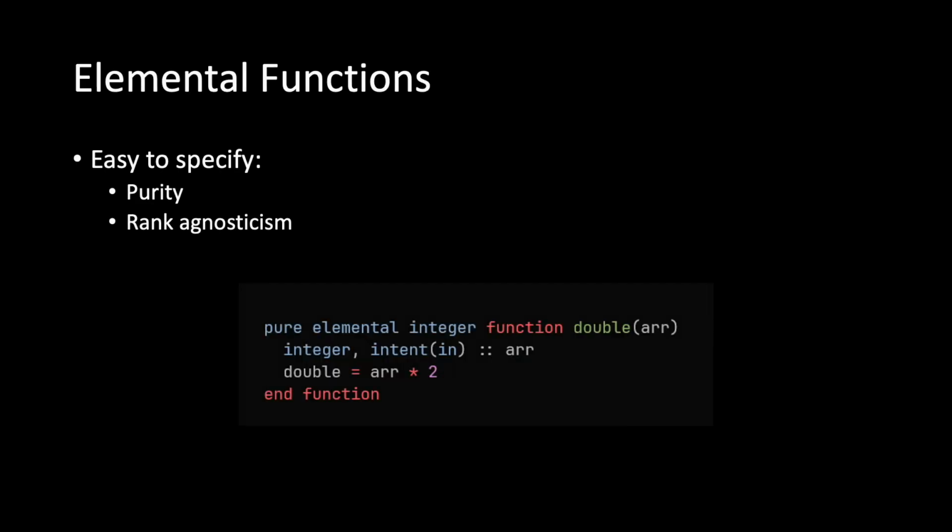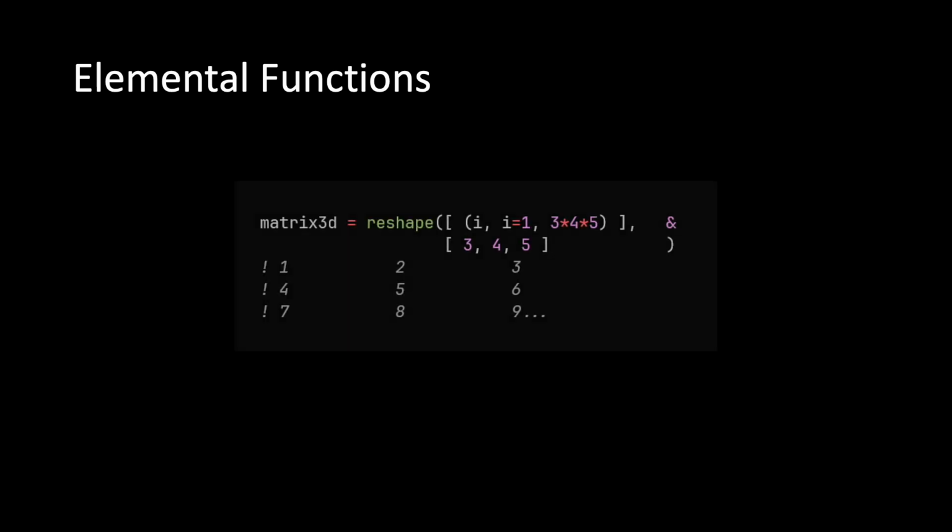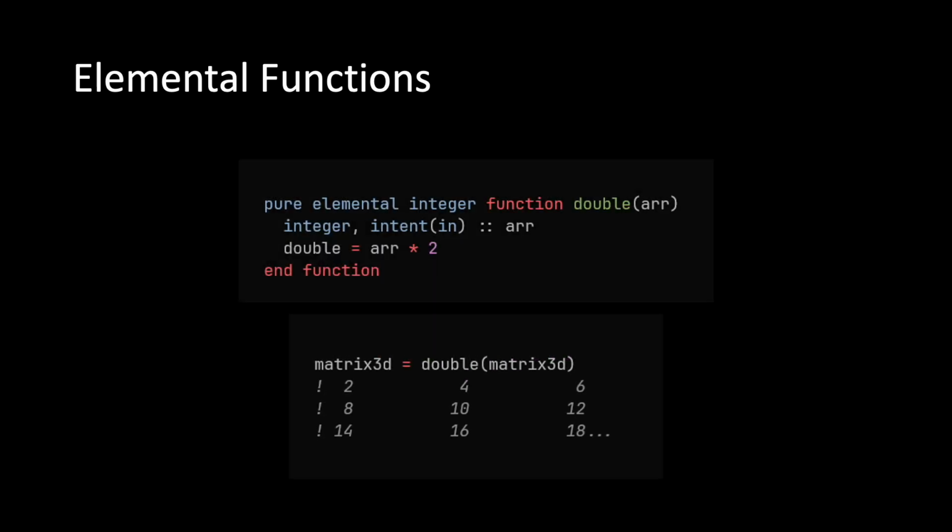Elemental functions are really special. They work automatically on arrays of any rank. So this multiplies every element of the input array R by 2, no matter the rank of the input array or even if it's a scalar. And it's really easy to specify purity, which means that there are no side effects of this function and it's rank agnostic. As an example of the elemental function, here we have a rank 3 matrix that we'll pass in. So this is a matrix from 1 to the product of 3, 4, and 5, of shape 3, 4, and 5. And then we can apply our elemental function to double every value.